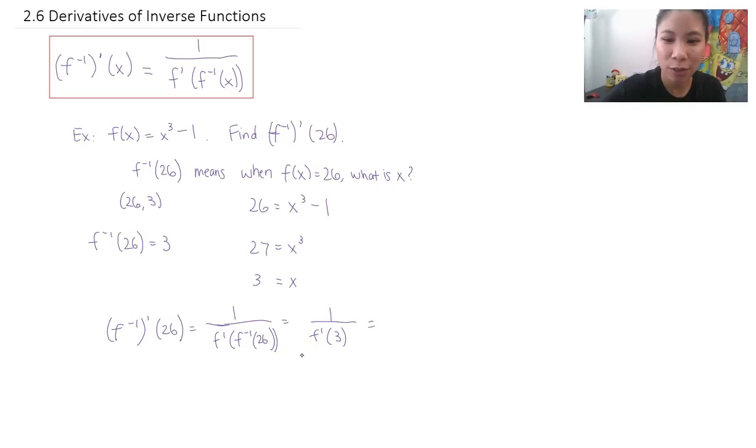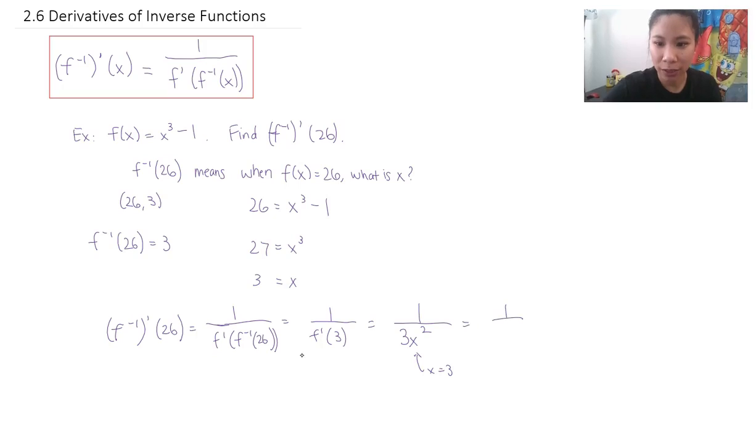So the derivative of f is 3x squared, because in our original equation, x cubed minus 1, the derivative of x cubed would be 3x squared. The minus 1 is a constant, so that would just be 0. And then we're going to plug in x equals 3.